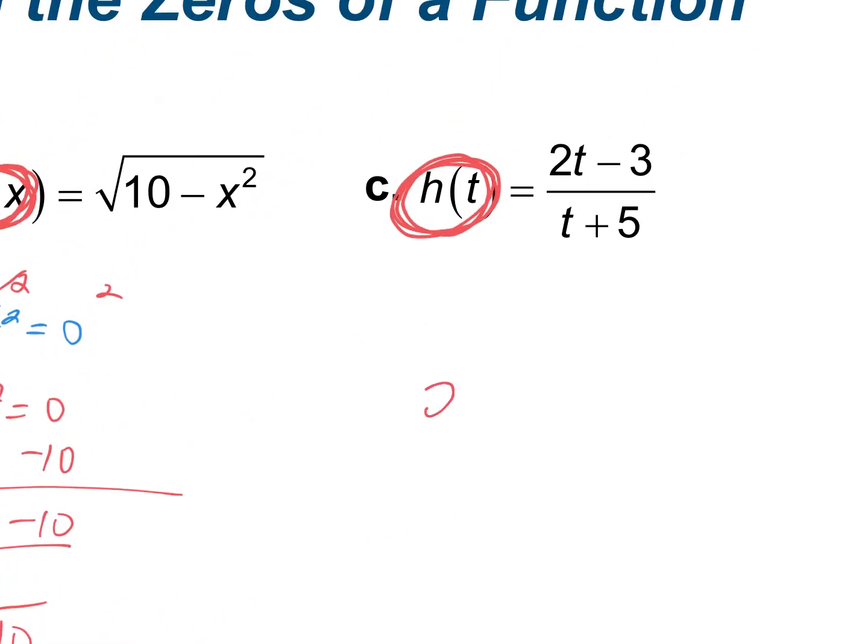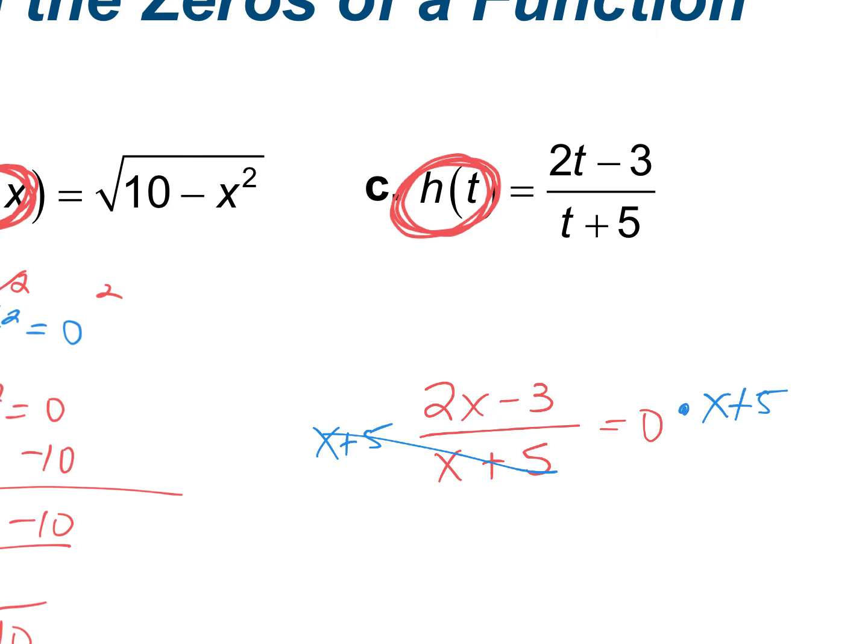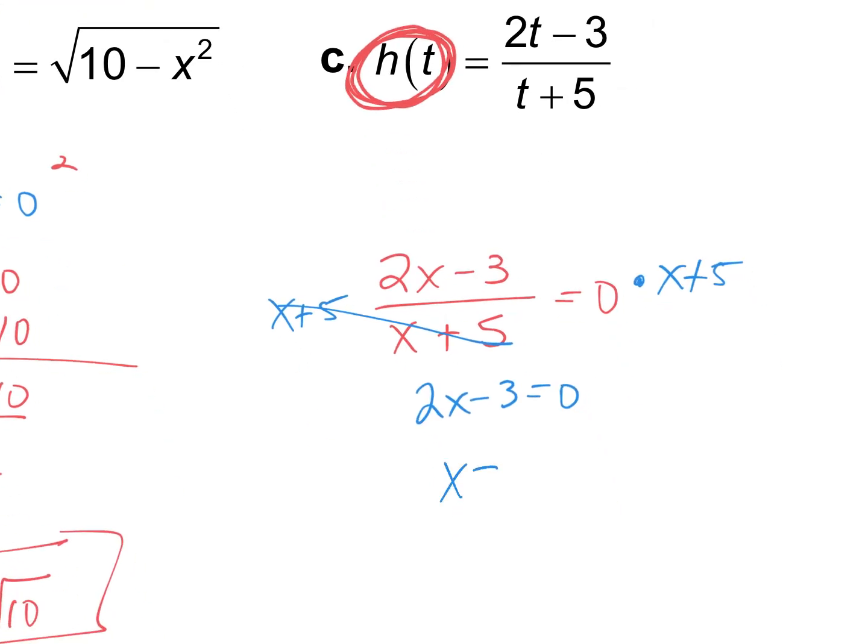All right, here we go. I'm going to change this to x's because my t's will look like plus signs. How do we solve this, guys? Don't you multiply the denominator? Perfect. Multiply both sides. This cancels out. What's 0 times x plus 5? 0. So 2x minus 3 equals 0. X equals what? Move the 3 over. 3 over 2.